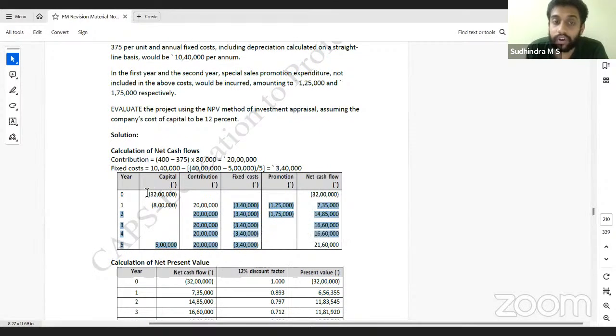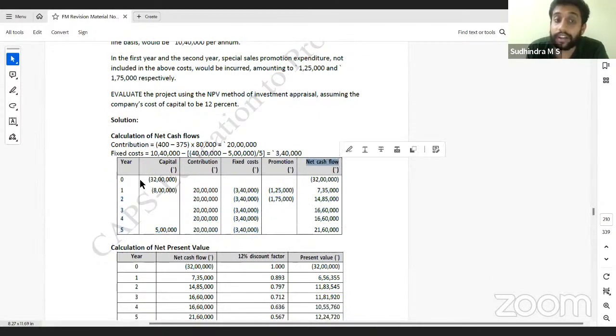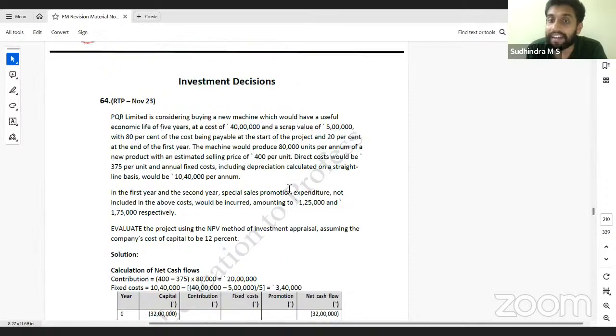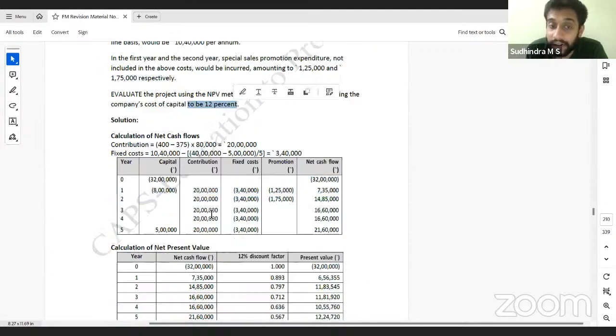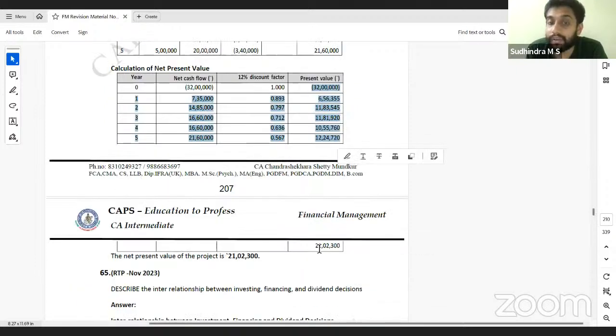Yes, correct. Good point. So you're calculating net cash flows: 32 lakh year 0, 8 lakh year 1. Then contribution minus fixed cost for the first 2 years, extra expenditure. And in the last year, this scrap value will be an inflow. This gives you the cash flows. They have given us the 12% rate. Calculate present value. You will get NPV. Everyone understood? Yes, sir. Okay, next, I'll move on to one more question.